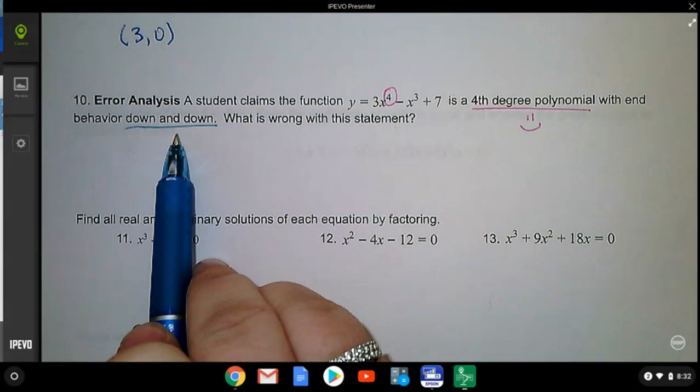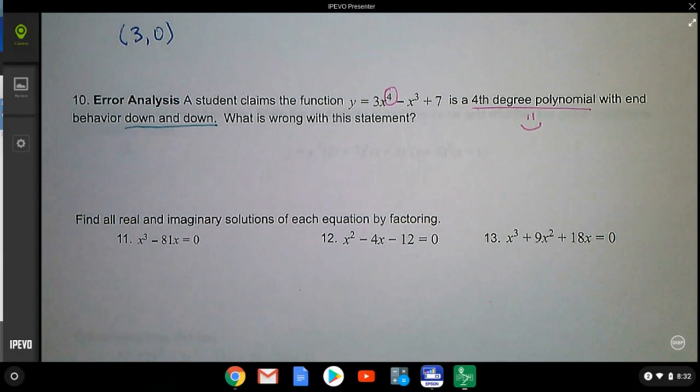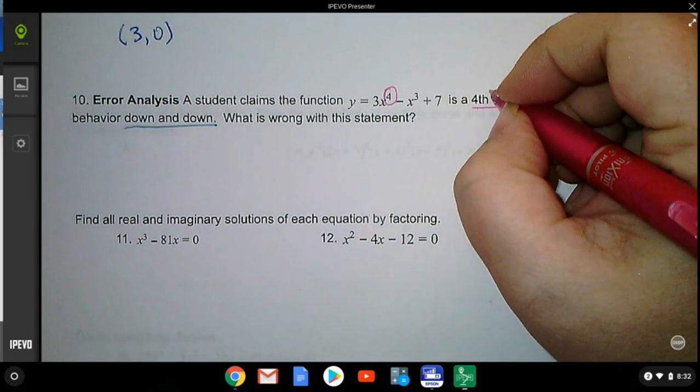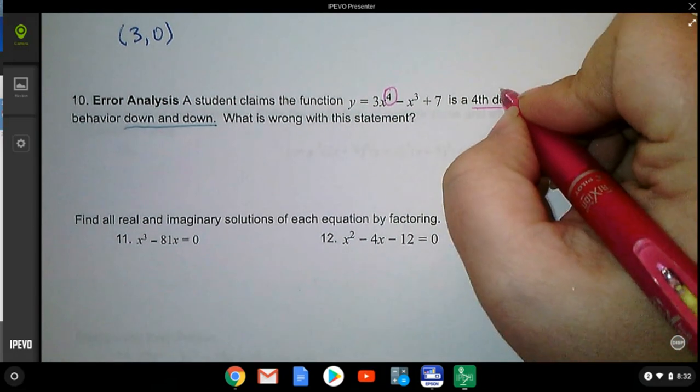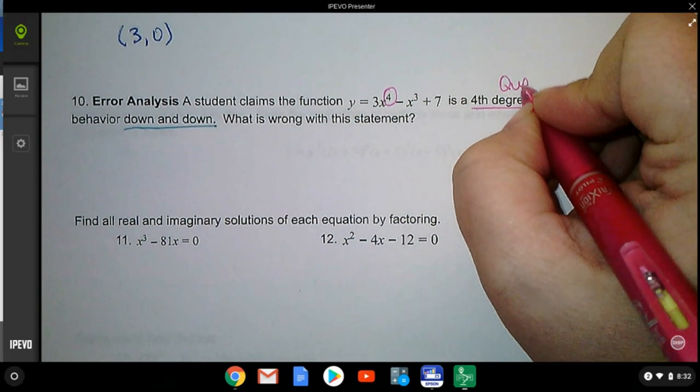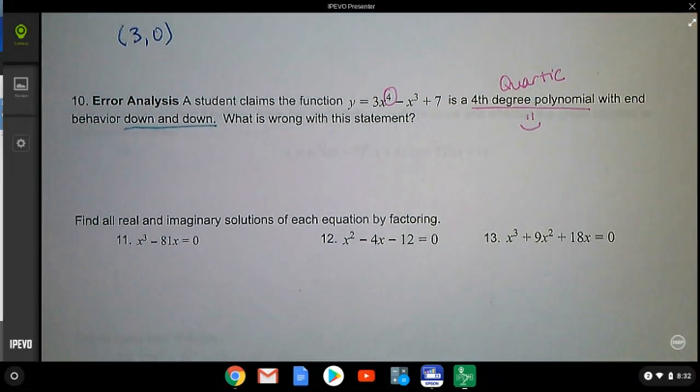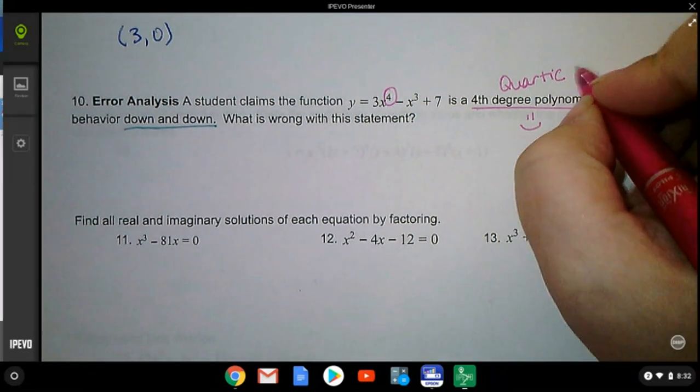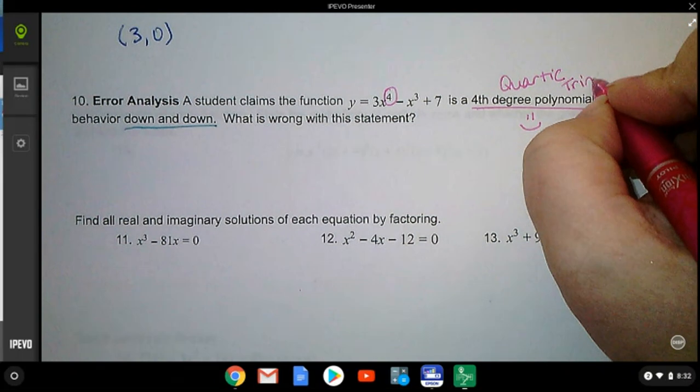4th degree polynomial is not right. That's the number of terms. The degree is a quadratic. Quartic. Okay, you're right. Thank you. Okay, so it's 4th degree, but we call that a quartic. So this should be a quartic. A quartic trinomial.